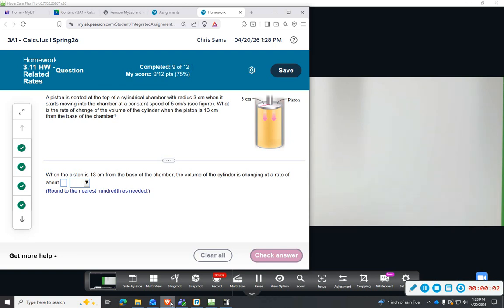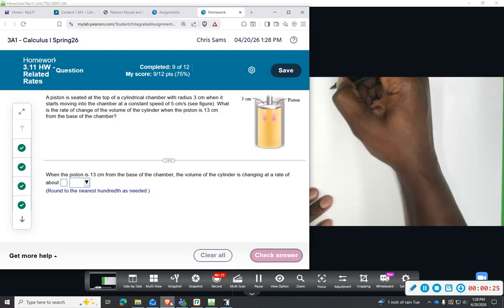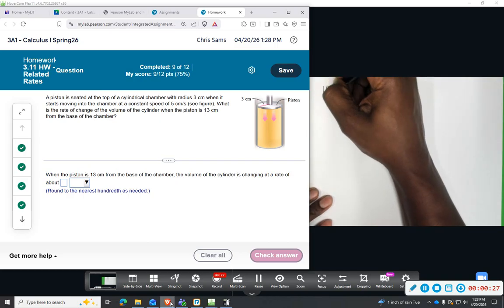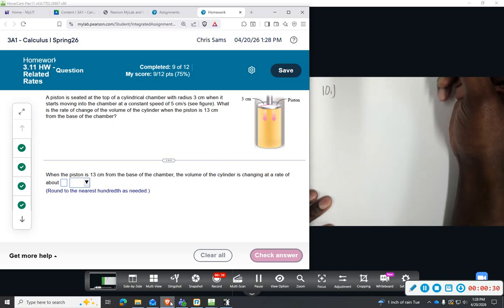All right, number 10, we have a piston seated at the top of a cylindrical chamber with a radius of 3 centimeters. When it starts moving into the chamber at a constant speed of 5 centimeters per second, what is the rate of change of the volume when the piston is 13 centimeters from the base? So we have a visual here, and we want to know how the volume is changing.